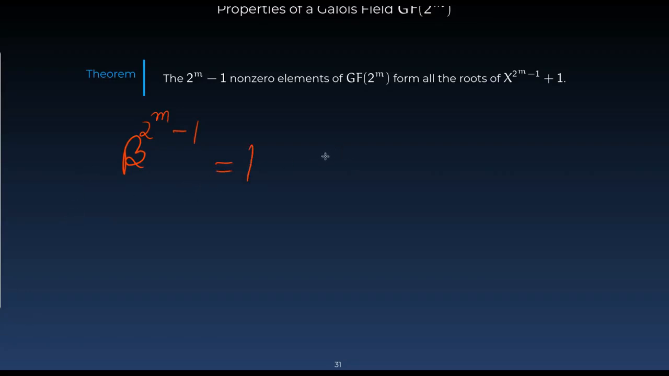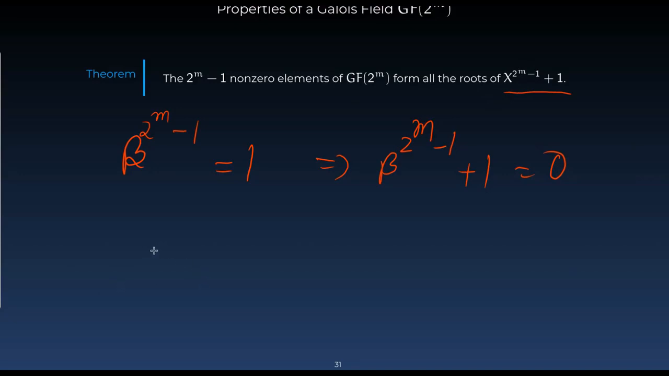So from here you can say that beta^(2^m - 1) + 1 is also equal to 0, isn't it? So you can say that beta is actually a root of x^(2^m - 1) + 1. The degree of this polynomial is 2^m minus 1. So all the elements of this Galois field GF(2^m) will be the roots of this polynomial.